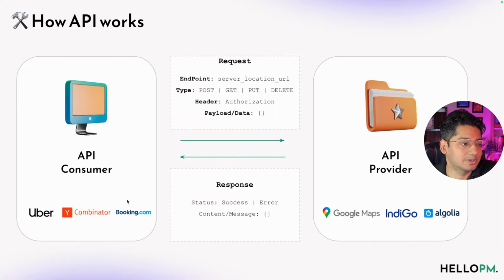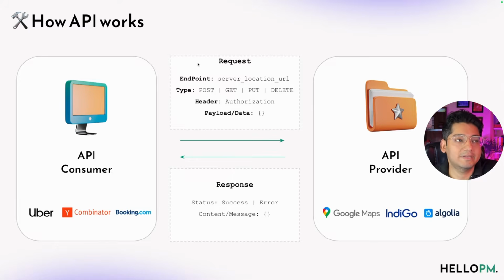Similarly, if we talk about booking.com, then booking.com is the one consuming the API, while Indigo, Lufthansa and Air India are the ones providing their APIs to booking.com. So how does it work? There is an API consumer who consumes the API, and an API provider who provides the API, and they talk to each other in order to exchange information and build a use case.